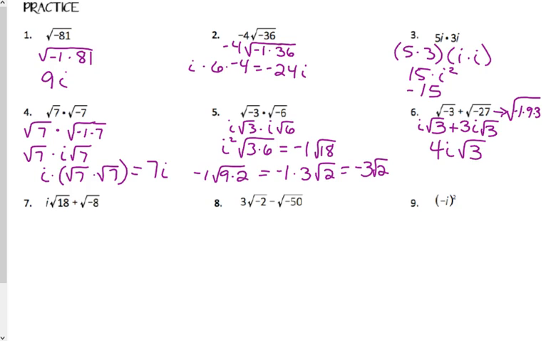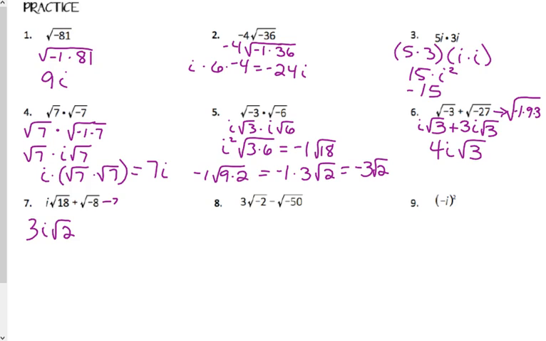Number 7, we have i times the square root of 18 plus the square root of negative 8. So this one's going to be a little bit different. We have to simplify it first, just like every other time. So i times the square root of 18. So let's see what that gives us. 18, pretty sure we did that one. If you look over at number 5, we discovered that the square root of 18 is 3 square root of 2. So we're going to have 3i square root of 2.